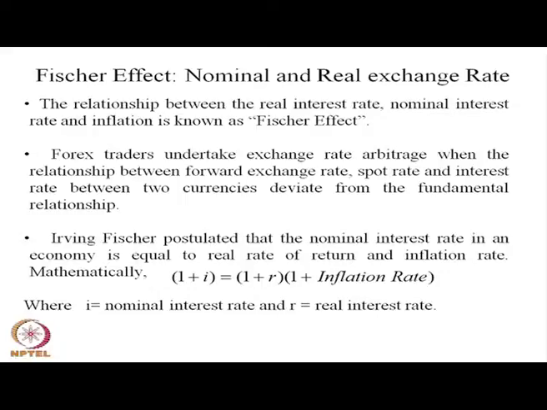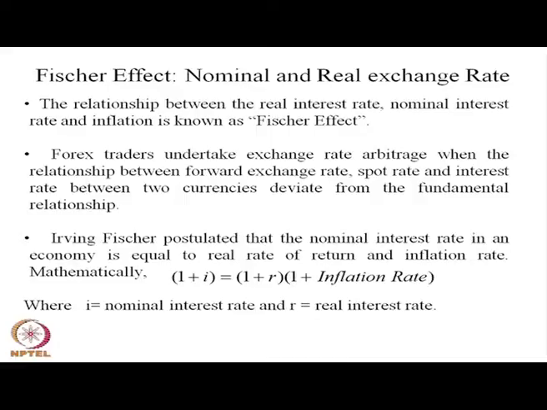So, here we are addressing how the nominal interest rate, if you adjust for inflation, will give you the real interest rate. So, 1 plus I, where I is the nominal interest rate and R is the real interest rate, and if you know the inflation rate, you can estimate the real interest rate here. Real interest rate is nothing but 1 plus I divided by 1 plus inflation rate. This will give you 1 plus R, where R is the real interest rate.